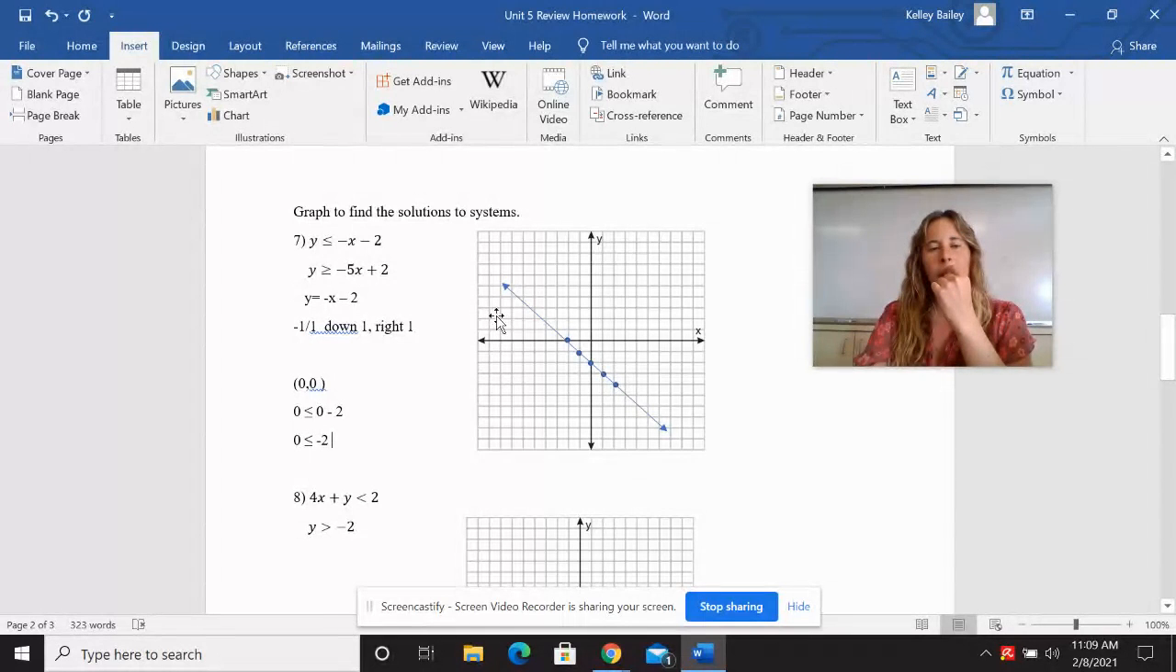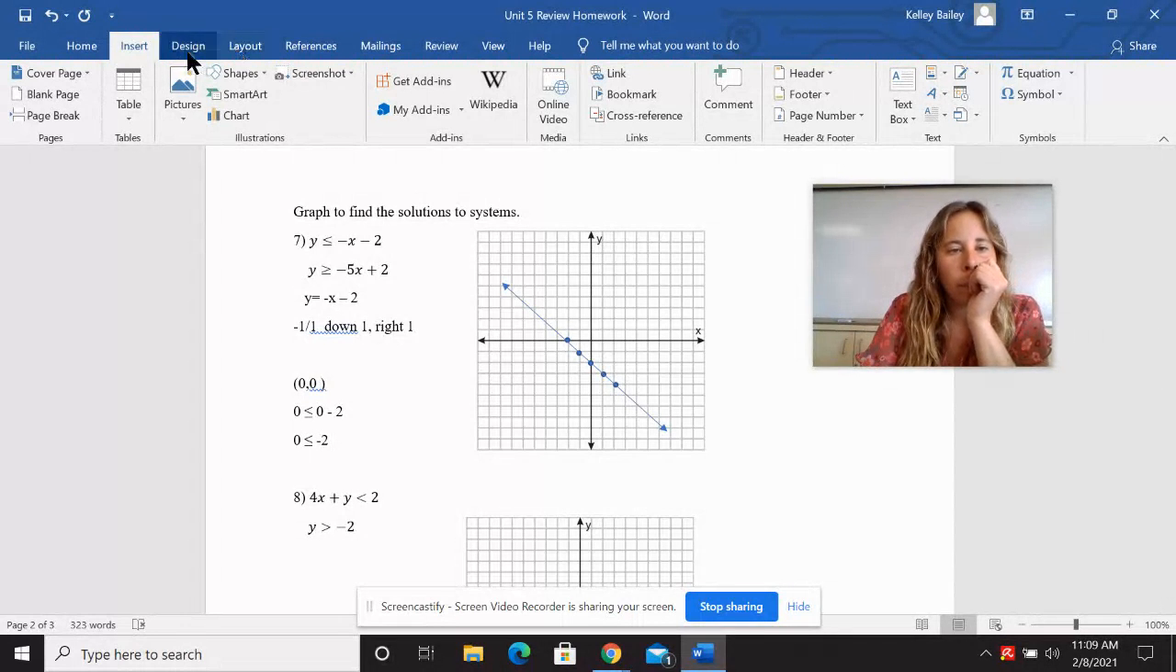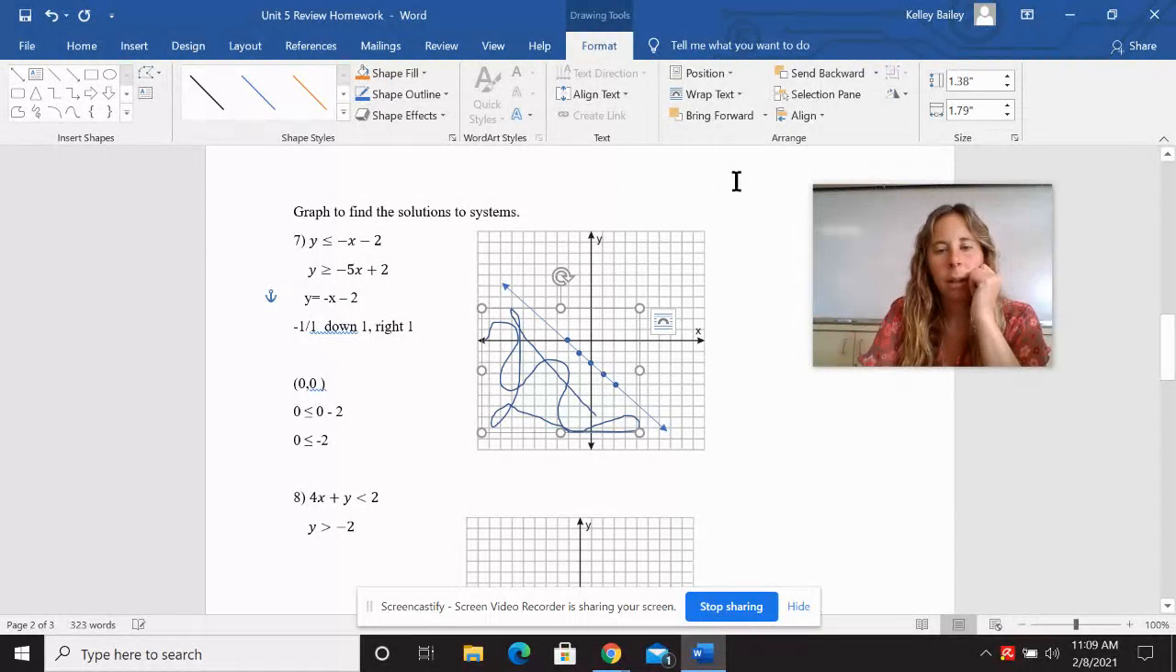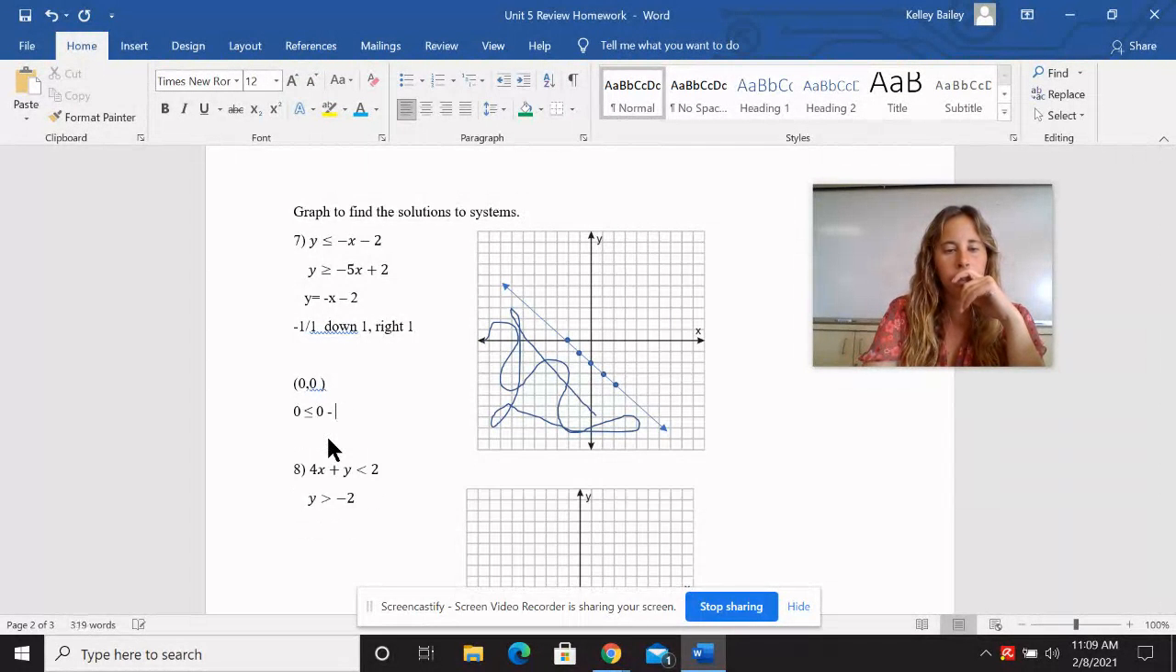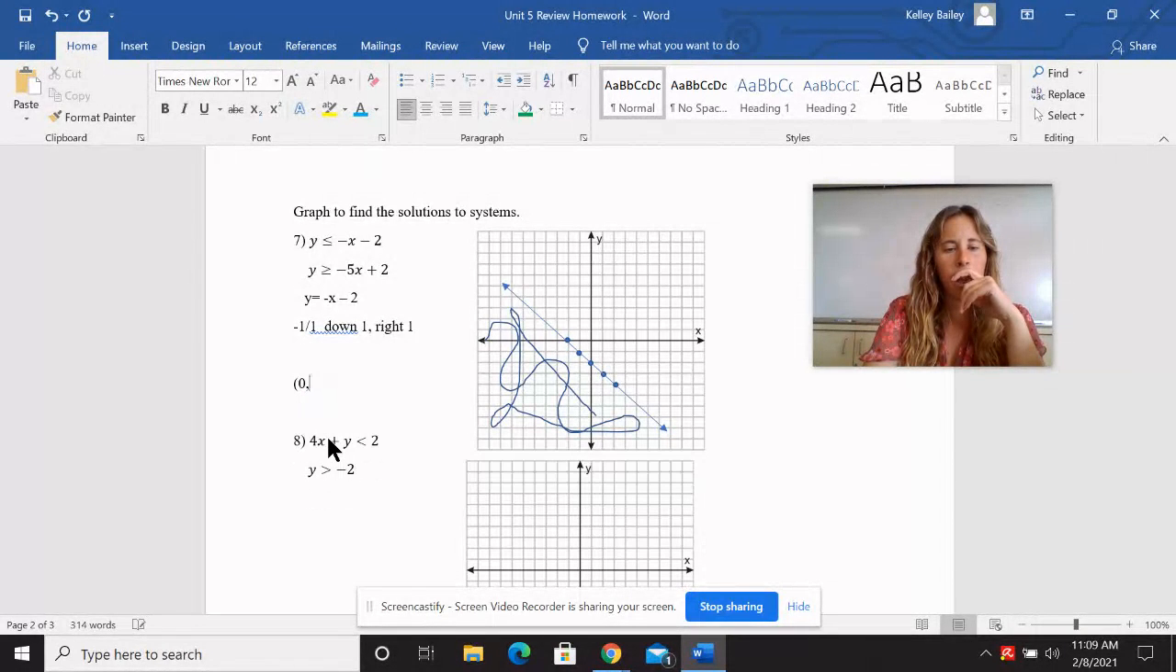What if it'll let me shade and then graph over it? I don't know. Let me just do insert shapes and I'll get my little scribbly thing. So that means the point 0, 0 did not work, so we're going to shade the other side. Okay, don't forget to shade. Now we're going to graph our other line. Make sure it doesn't move my line.